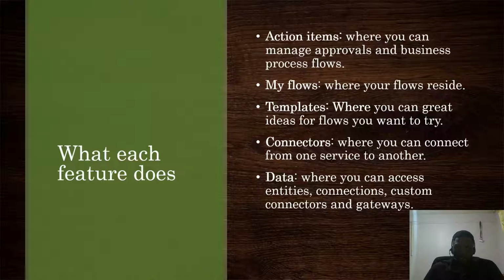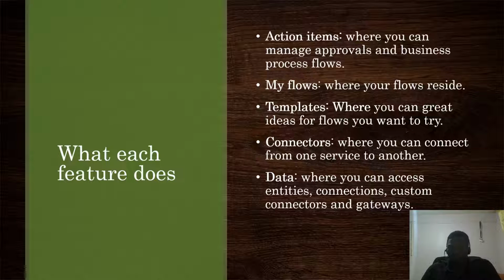So what does each feature perform? We have the Action Items. With Action Items, you can manage approvals and business process flows. Once you have created your flows, you can come to Action Items where you can manage the approvals and the business flows. Then you have My Flows. My Flows is where your flows reside. Once you've created some flows, you'll get them from My Flows.